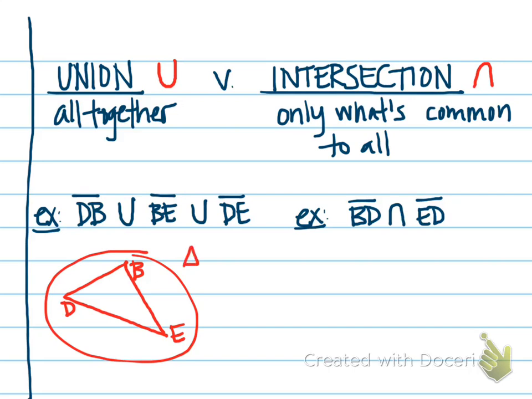So we could call this triangle, put the triangle symbol, and then list any of the three letters in any order. So I could call it triangle DBE. That's what a union looks like.